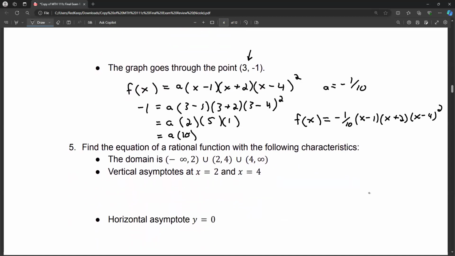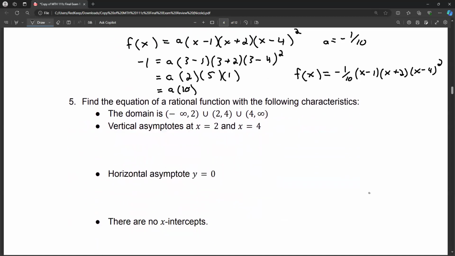Moving on to question 5, they ask us to kind of repeat the process, but this time we have a rational function and we have different characteristics. Right away they hit us with the information that the domain is such, and also that we have vertical asymptotes at x equaling 2 and x equaling 4. I always like to think about vertical asymptotes as problems in the domain, so I like to use this bit of information at the same time.